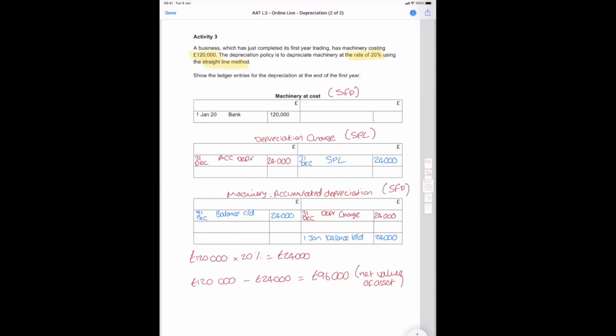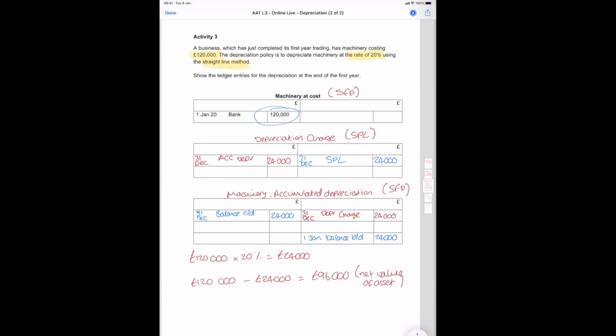Okay, so at the end of year 2, there will be £48,000 depreciation in there. At the end of year 3, there'll be 72,000 within there. Okay, that carries over multiple years because it will always offset against the original amount that the asset was bought for. So it will always show a net value of the asset. Excellent.